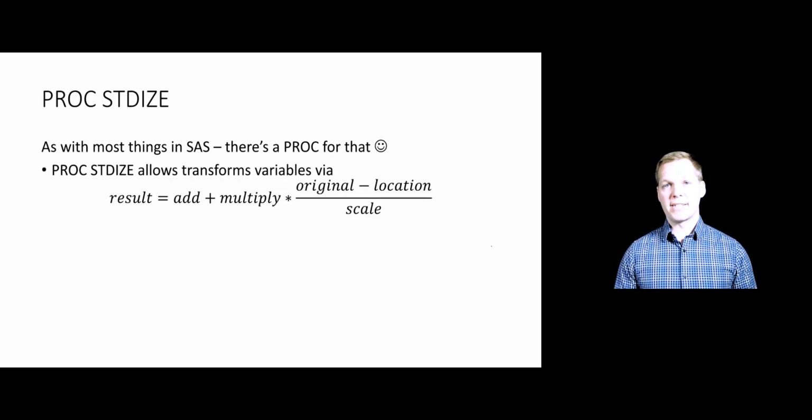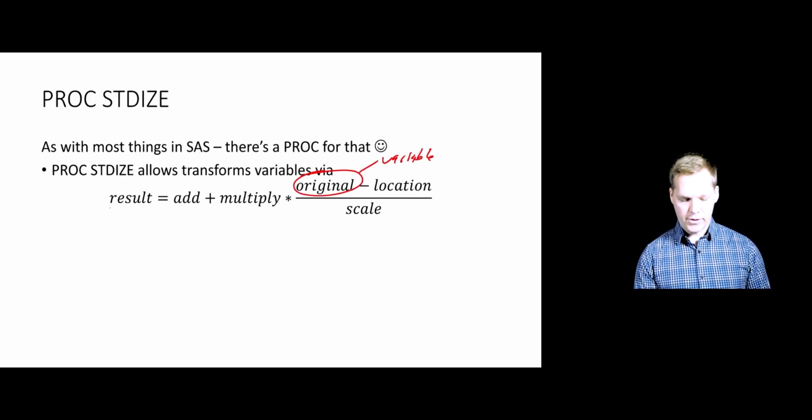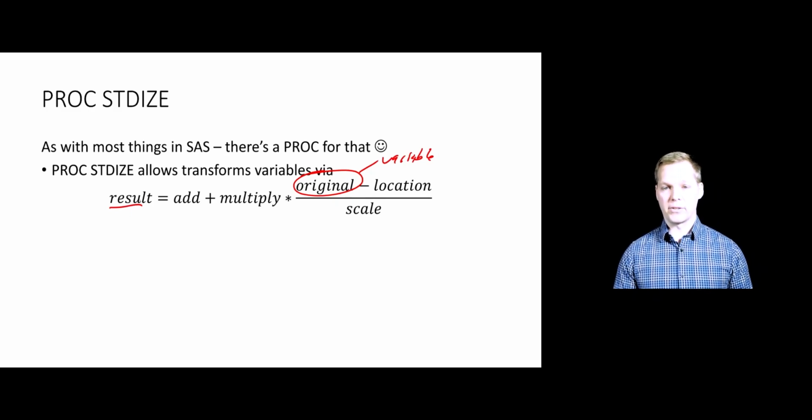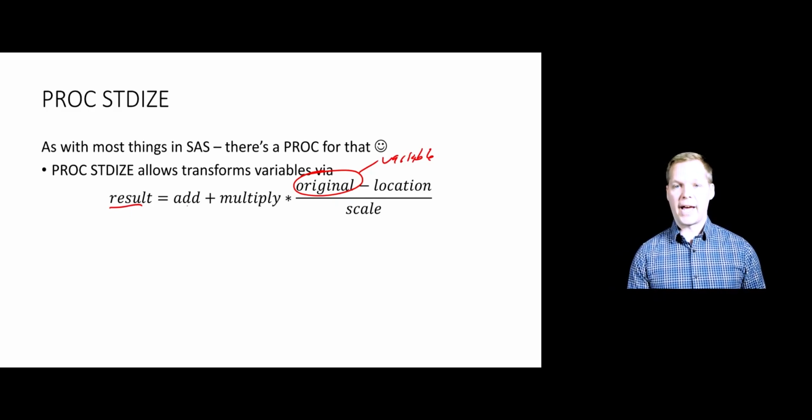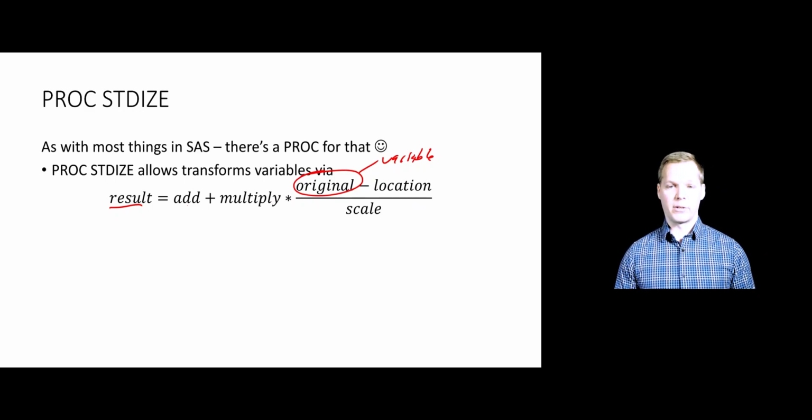And PROC STANDARDIZE is actually pretty generic in terms of the standardization that you might want to do. It allows you to take any variable, so this is your original variable, and create a new variable called result. Well, you'd call it whatever you want it to. But basically you can add a constant, you can multiply by a scaled version, a centered and scaled version of that original variable. So it gives you a very general way to do a transformation of that variable.